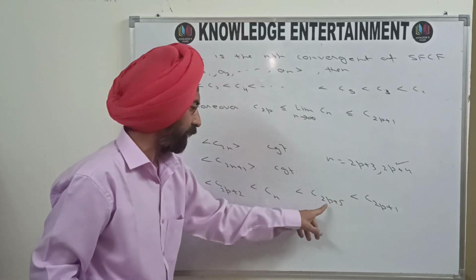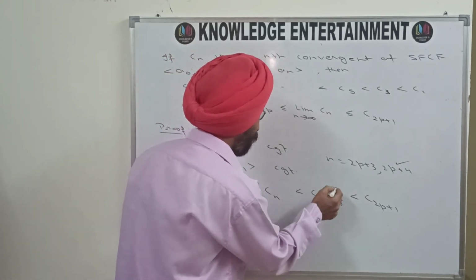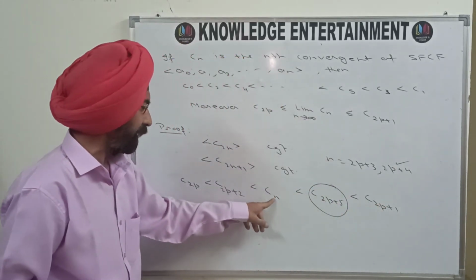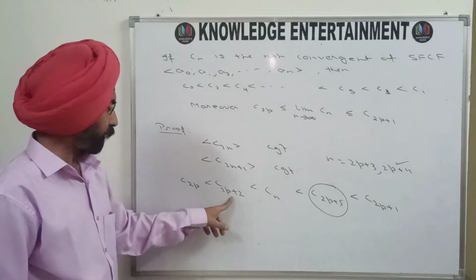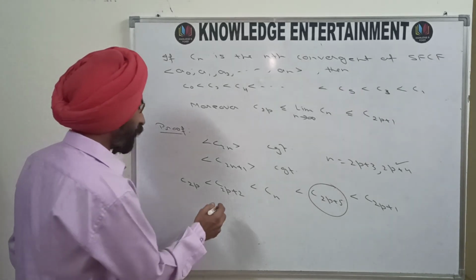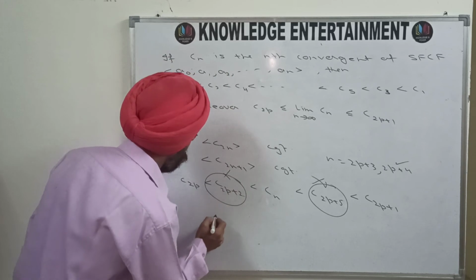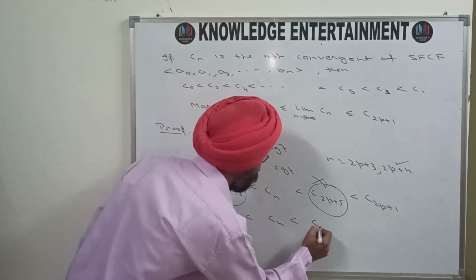And if your n is 2p plus 3, you start from the other side. C2p plus 1 is greater than C2p plus 3, and C2p plus 3 is greater than C2p plus 2, and C2p plus 2 is greater than C2p. So removing these parts from here, what you are going to get is that C2p is less than Cn is less than C2p plus 1.